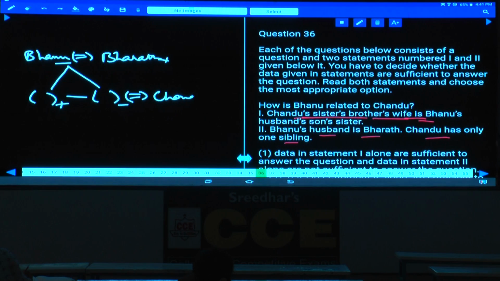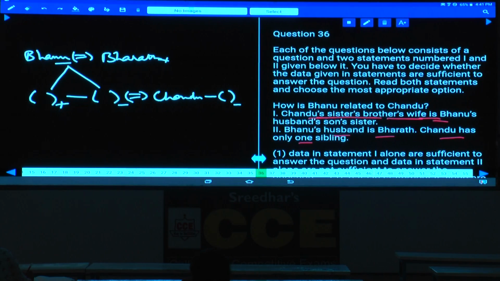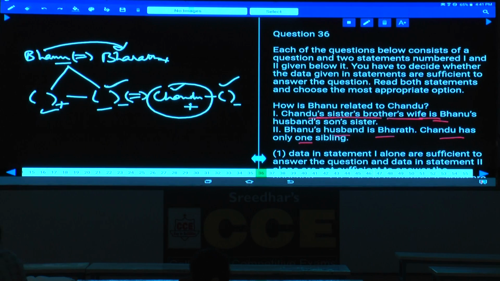This person is Chandu, because Chandu has only one sibling. Now here, Chandu's sister is this person, sister's brother is Chandu, isn't it? Brother's wife is this person. Who is this person? Banu's husband's son's sister. Are you getting the answer or not? Then how is Banu related to Chandu here? Chandu's wife's mother is the mother-in-law.